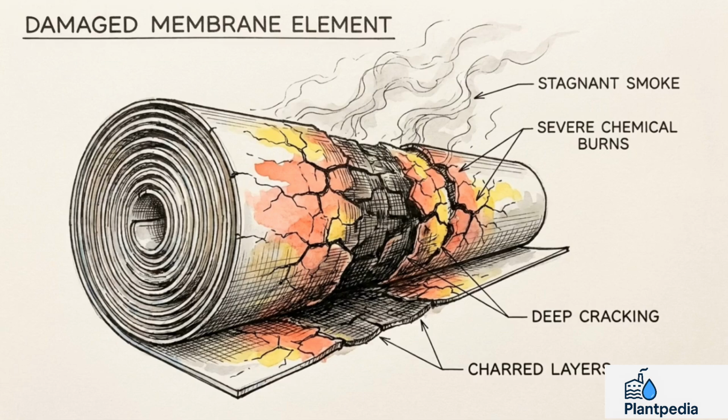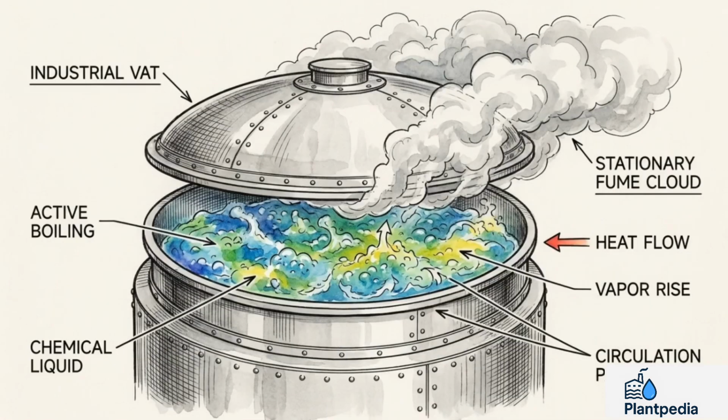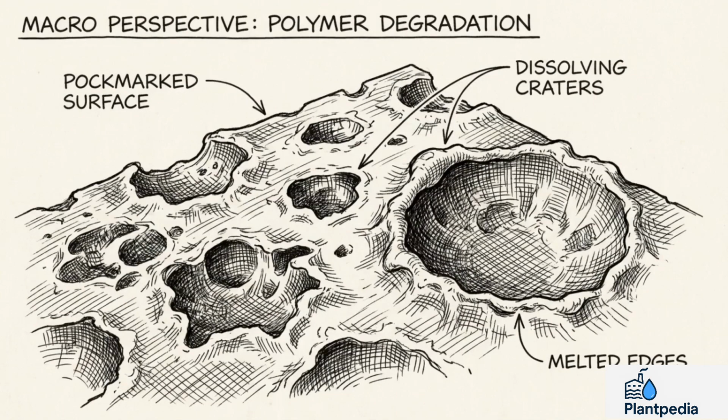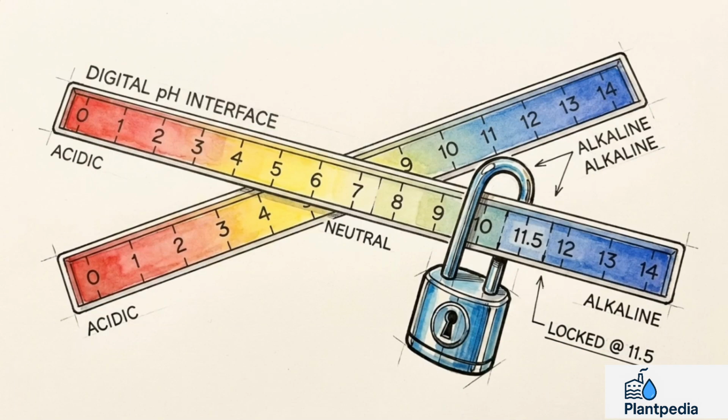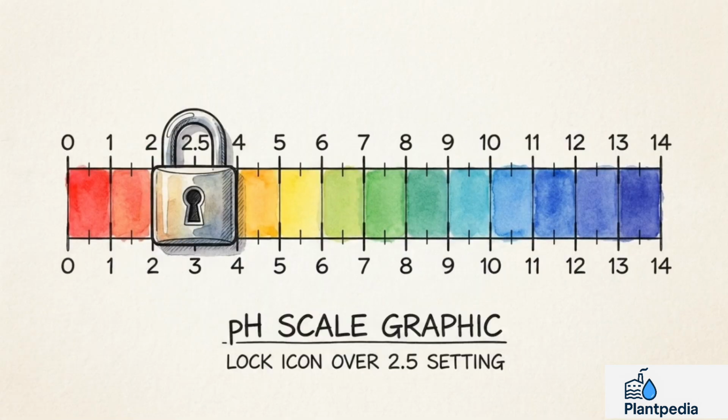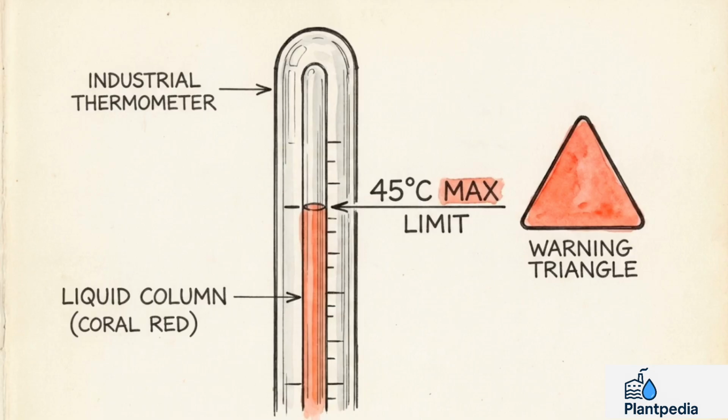Cause number 7 is destructive clean-in-place protocols. Extreme pH levels or excessive temperatures during routine cleaning don't maintain the membrane, they actively accelerate its degradation. Strict CIP mandates must be enforced. Lock your pH between 11 and 12 for organics, use pH 2 to 3 for scaling, and enforce an absolute temperature ceiling of 45 degrees Celsius.